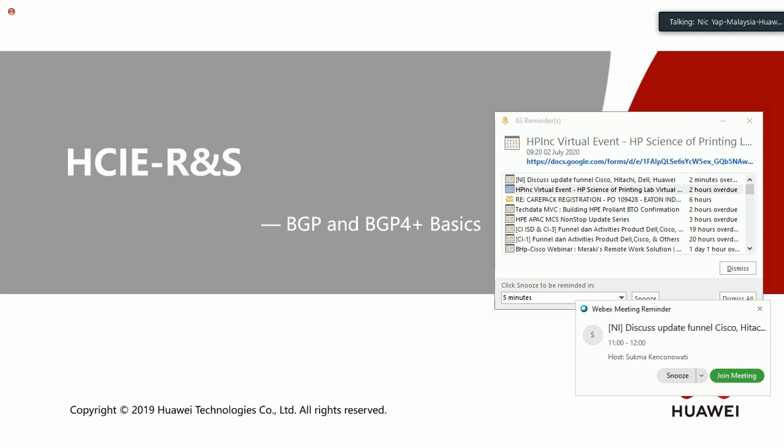Okay, so the next one we go into is BGP and BGP 4 plus. So BGP is just standard IPv4 BGP. BGP 4 plus means that they're going to define it as IPv6. Okay, IPv6. And in the meantime, just let me capture the attendance for this morning.